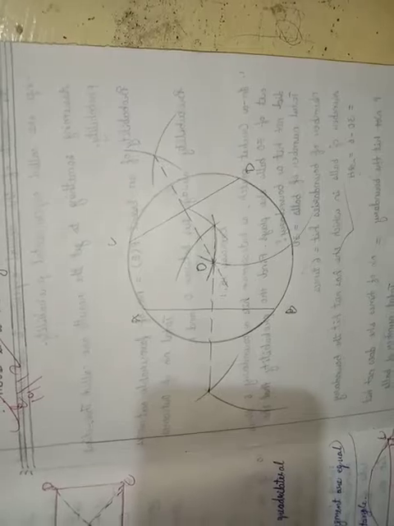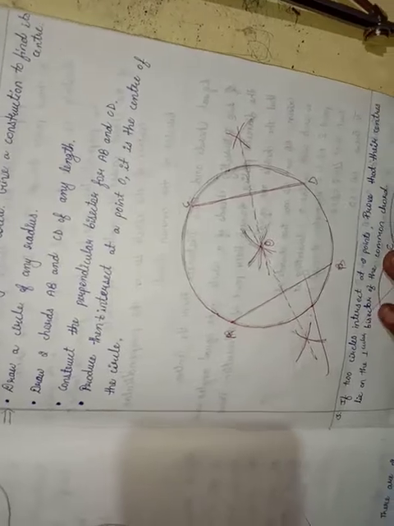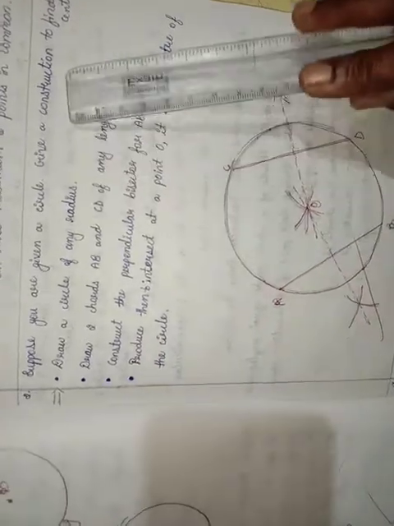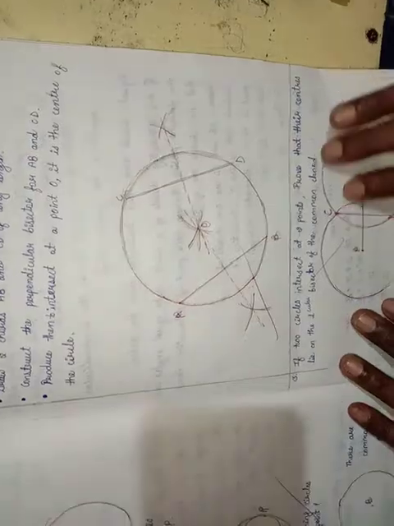Understood, children? Now let us move to the next question. Suppose you are given a circle, give a construction to find its center. This is the construction I did now, so you have to do it like that only. If you find any difficulty, you can ask me. Understood? Now let us move to the next question.